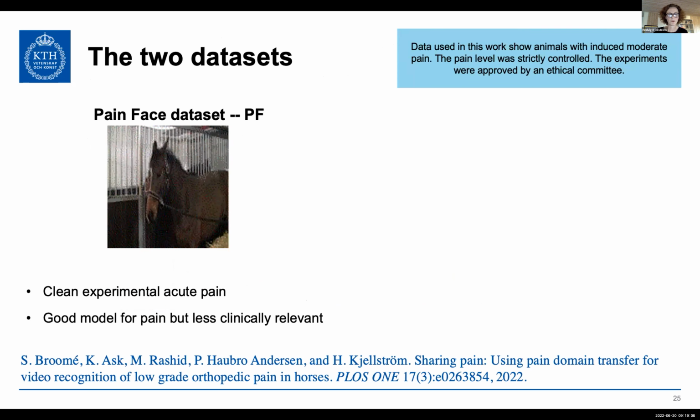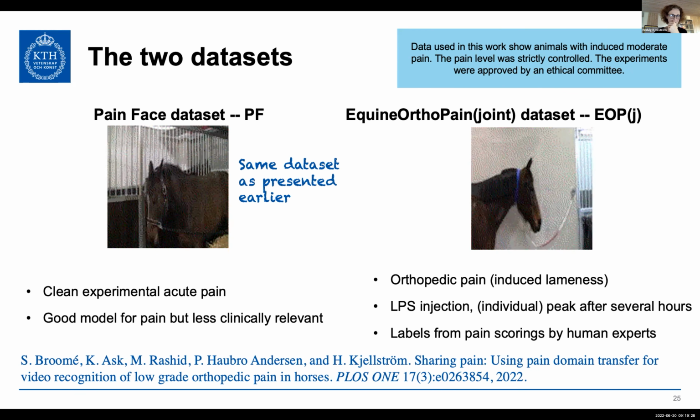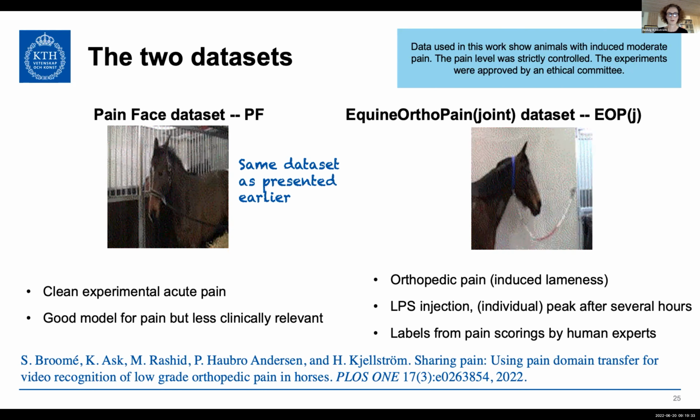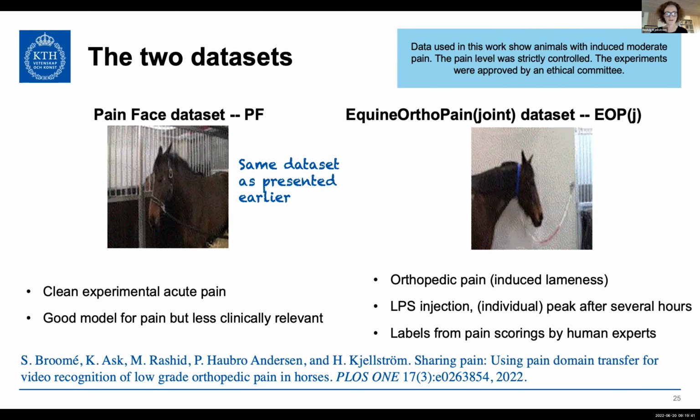Now I'm running a bit out of time, so I will refer you to Sophia's poster, but I will shortly describe what we've done. We had the same data set as before with these clear pain signals. And then we also have a new data set collected by another colleague, Katrina, and it contains a different kind of pain, which is much more similar to the pain horses would experience in the wild.